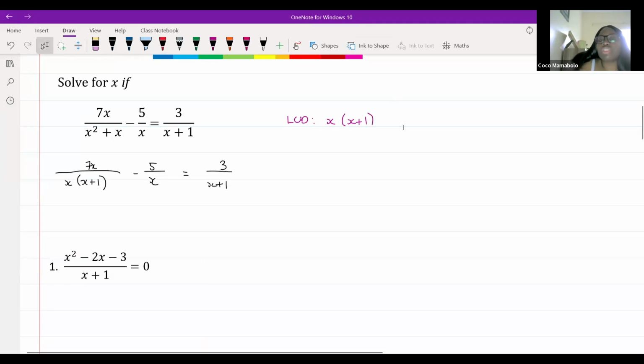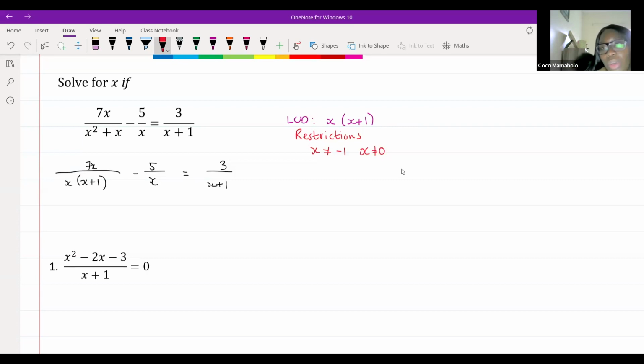I also need restrictions. Who remembers? What are my restrictions here? Correct. That's it. X cannot equal -1, or x cannot equal what? There's another one. X cannot equal. That's it. Correct. Well done. X cannot equal 0. Right? X cannot equal 0.